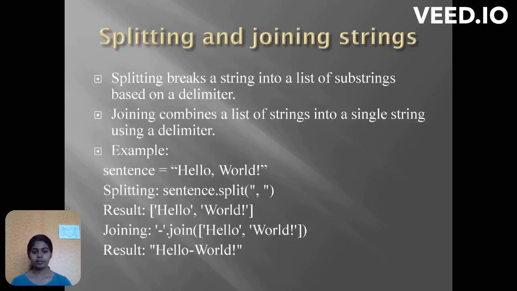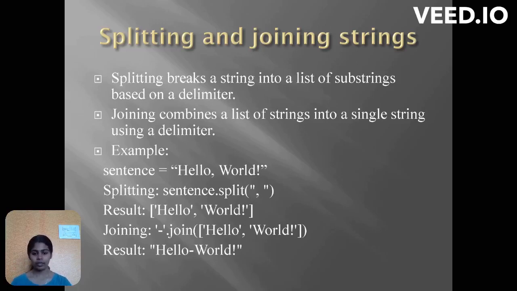Further, we have splitting and joining strings. Splitting breaks a string into a list of substrings based on a delimiter, and joining combines a list of strings into a single string using the delimiter. Looking into the example, we have the string "hello, world". If we split this string using the delimiter comma, we get a list containing these strings separately. So hello will be one string and world will be another string. Because the delimiter used here is a comma, it splits wherever the comma is present.